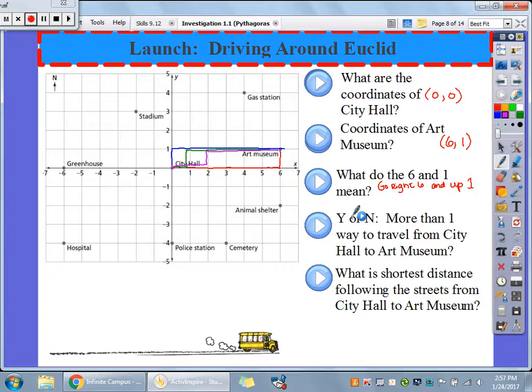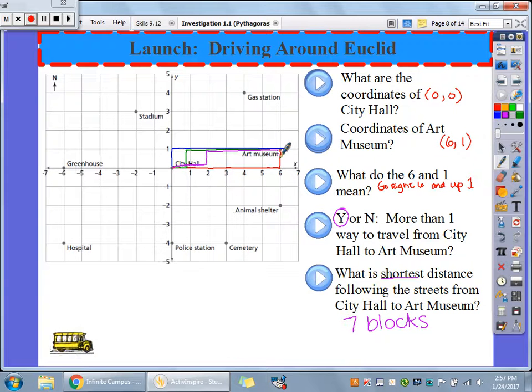So in response to this question, yes, there is more than one way to travel from City Hall to the Art Museum. The shortest distance, however, is 7 blocks. And it doesn't matter which of these ways we take, it's always going to be 7 blocks. So it would be over 2, up 1, that's 3, and then over 4, which is 7. Over 1, up 1, that's 2, over 5, that's 7. Up 1, over 6, that's 7. Over 6, up 1, that's 7. So the shortest distance is 7 blocks, no matter which of the routes you take.